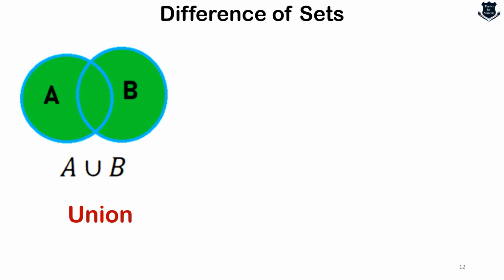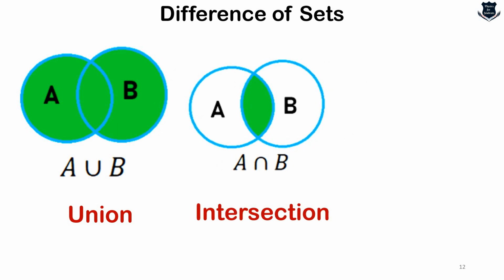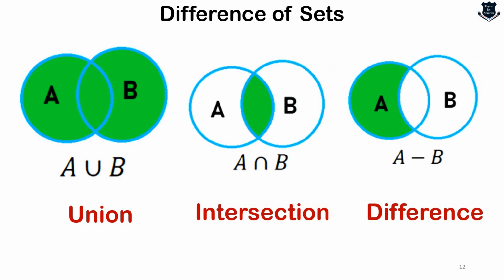So the difference of sets we can now summarize in a pictorial description. This is the union, this shows the intersection, and this shows A minus B, the difference. Now that we have understood what is the difference of sets and complement of a set, it is the right time that we go into understanding De Morgan's law a little bit more.